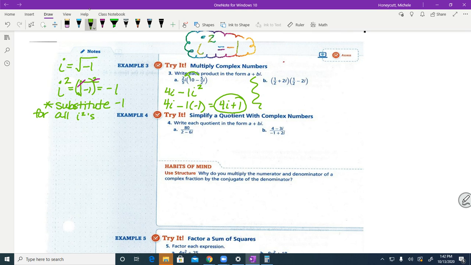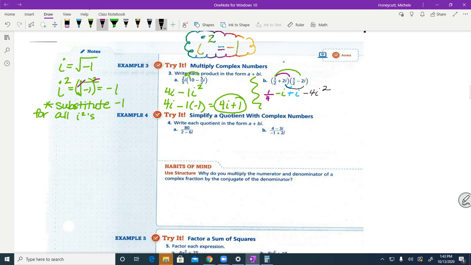For part B, I have two binomials being multiplied together. So again, I'm going to distribute. 1/2 times 1/2 is 1/4. And then 1/2 times negative 2i is minus I. Then I have positive 2i times 1/2 to be plus 1i. And then I need one more color. 2i times negative 2i is minus 4i squared.